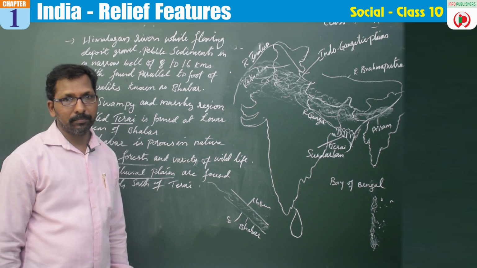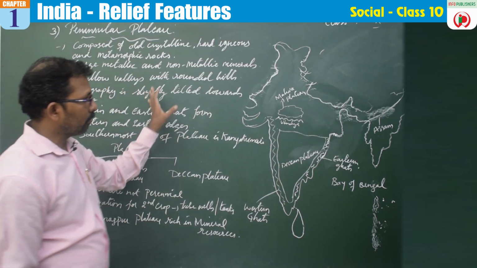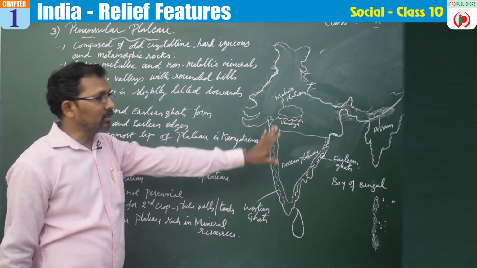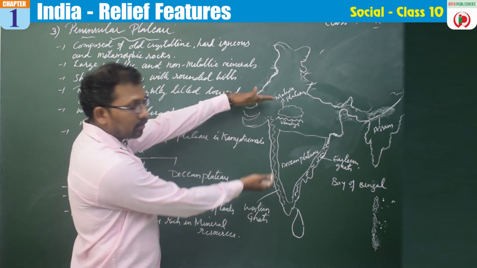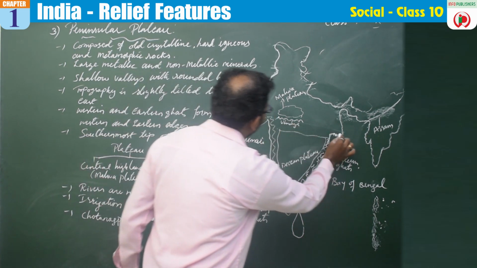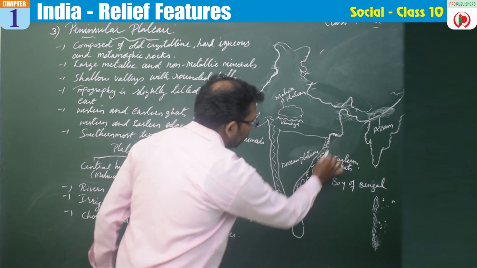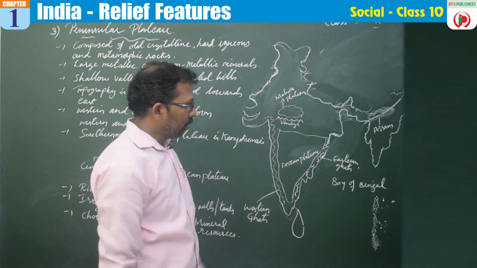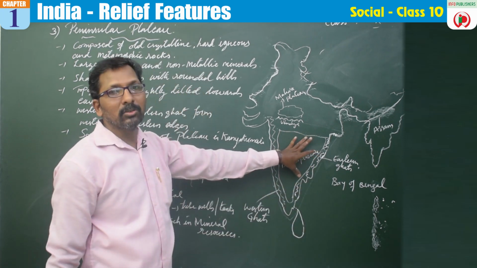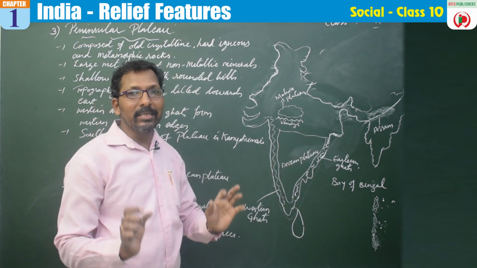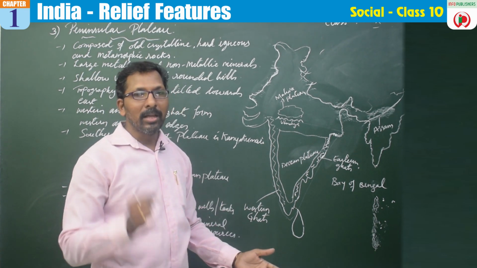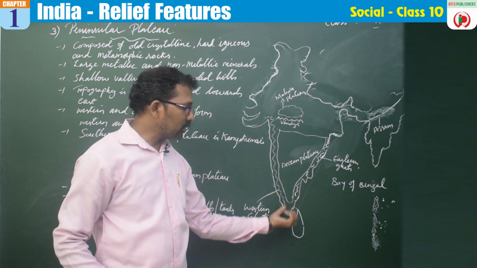Now next we'll go for the topic Peninsular Plateau. Right. This is the third relief feature of India. Now, where is Peninsular Plateau? If you look at the board here, the map, right. From here to here is the Peninsular Plateau. This triangular shape, what you see, is the Peninsular Plateau. This Peninsular Plateau is also called the Indian Plateau. Now, why is it called Peninsular Plateau?